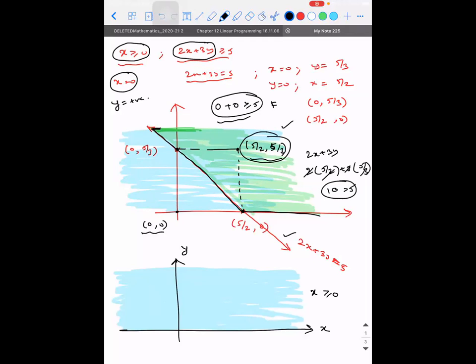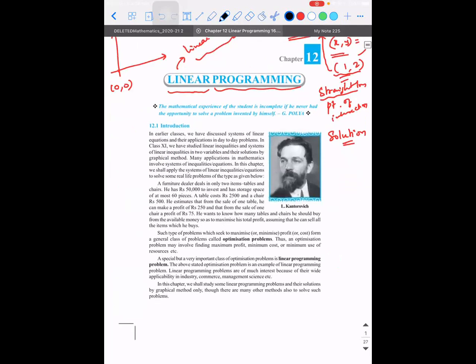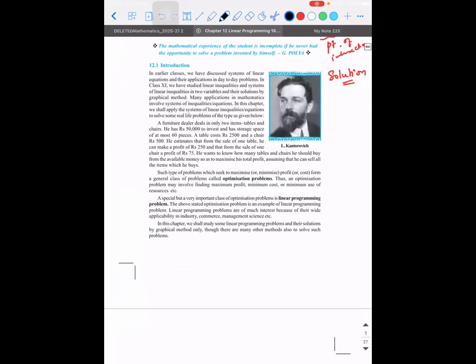So this is anyways an application of last year's concept, right? This is how you solve a problem in linear inequality. So let's see what is the application of linear inequality in this chapter, that is linear programming, and the concepts that are required for this year. There are many applications in mathematics which involve systems of linear inequalities or equations. In this chapter, we will study systems of linear inequalities or equations to solve some real life problems of the types given below.